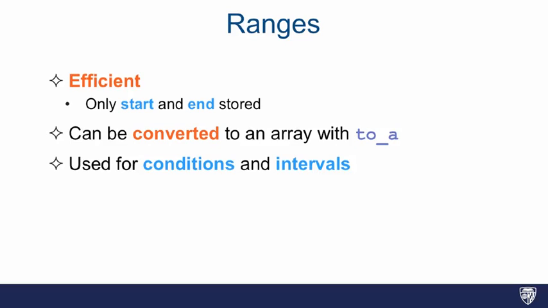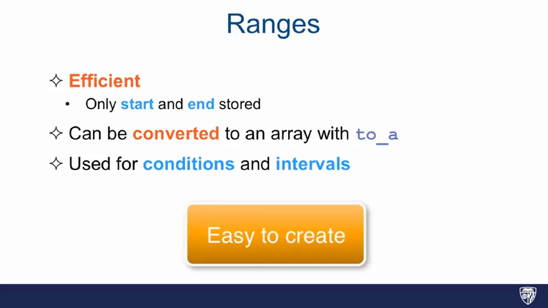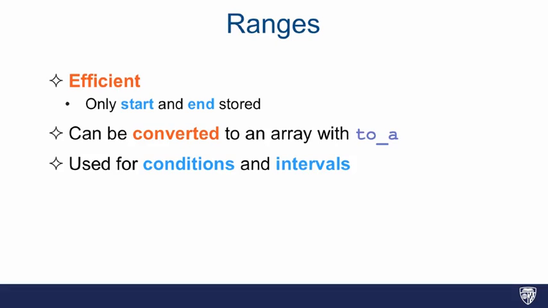What's so special about ranges? I mean, can't we do this already using arrays? Well, first of all, they are very easy to create. You just need the first and the last part of a consecutive sequence. But number two, which is more important, they are very efficient. You're only storing the start and the end, and Ruby knows what to do with the rest of it.